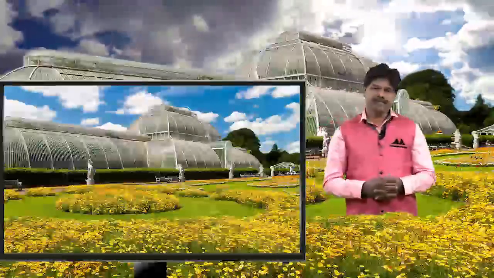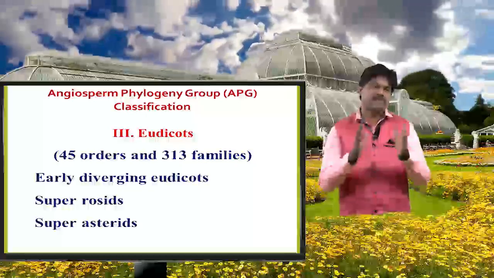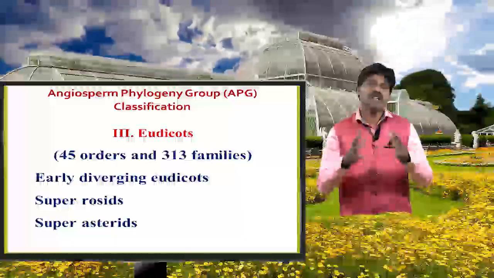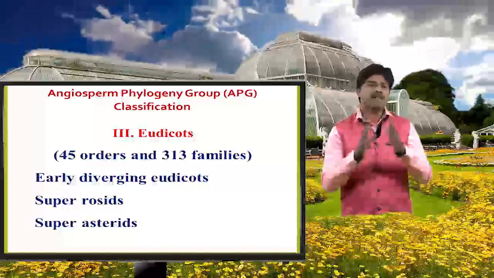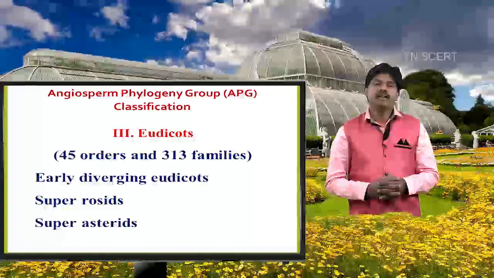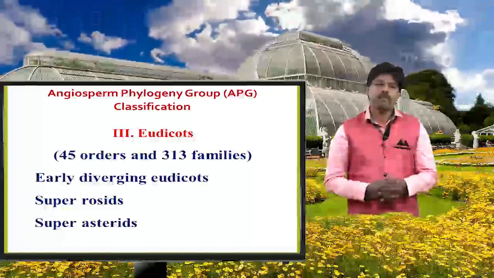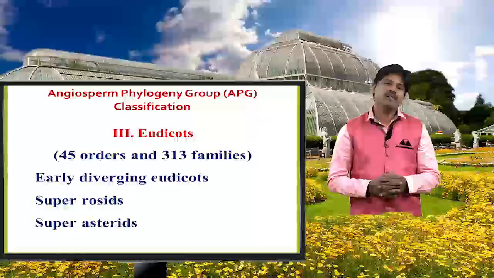Finally, the third group is eudicots. You know very well what eu is. Eu stands for true, a real dicot. Real dicots means here there are two cotyledons. Another important point is that they have tricolpate pollen grains. The pollen grain is tricolpate. It is an important point.